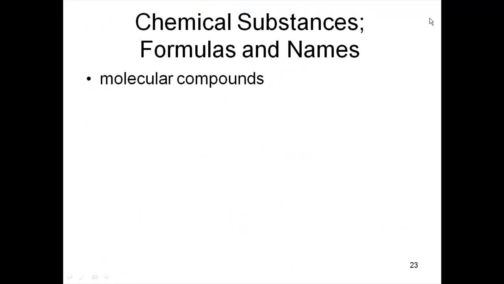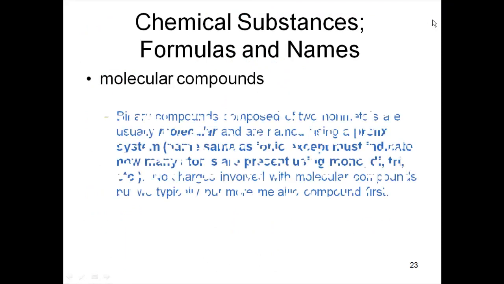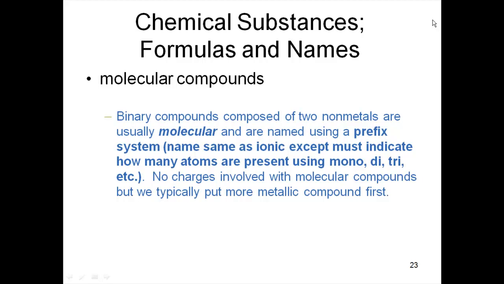Okay, let's talk about molecular substances and how we name those. Binary compounds composed of 2 nonmetals are usually molecular, and are named using the prefix system. We name it the same way as the ionic, except now I got to indicate how many atoms are there, using mono, di, tri, etc. There's no charges involved with molecular compounds. So we have to physically tell the reader how many is there before we can put the molecule together.